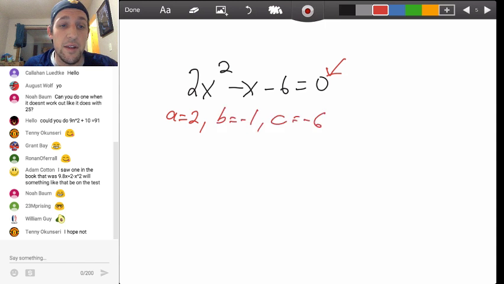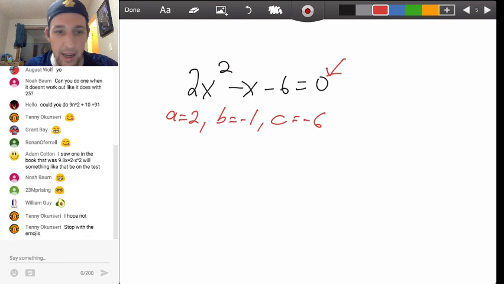Okay, so I've identified my A, my B, and my C. I get 2, negative 1, and negative 6. I got that negative 1 from right there.